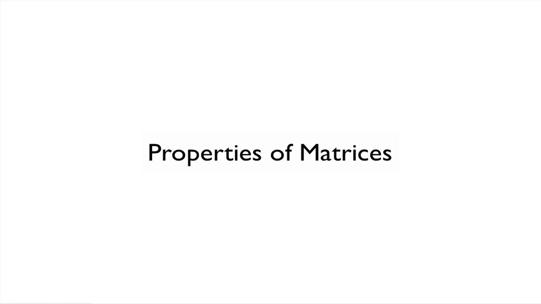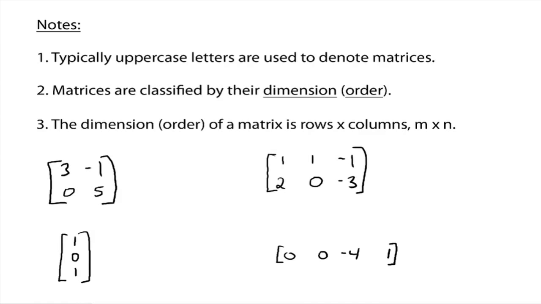Alright, so now we're going to talk about the properties of matrices. A few notes. Typically we're going to use uppercase letters to denote matrices. So we're going to say this is matrix A, for example. So we'd say A equals this, or whatever. Now, matrices have a classification.